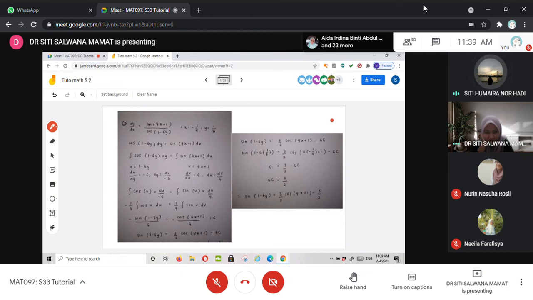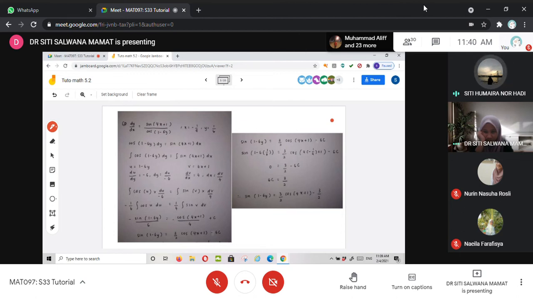So nanti kita dapat negative sin 1 minus 6y over 6 equals negative cos 4x plus 1 over 4 plus c. So kita nak hilangkan negative 6 kat belah kiri ni, jadinya kita akan bawakan ke belah kanan, darabkan dekat cos ni dengan nak kat c. So negatif ni dah boleh potong. So nanti dapat left side sin 1 minus 6y equals 3 over 2 cos 4x plus 1 minus 6c.